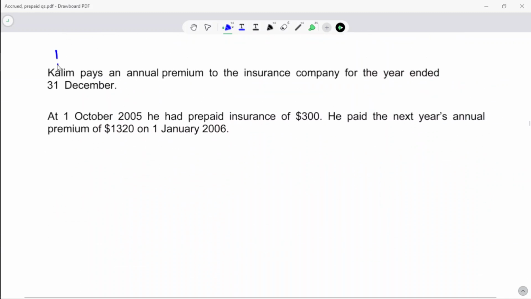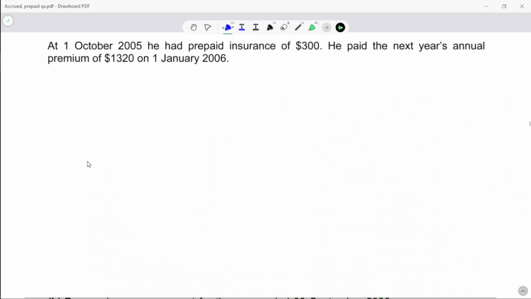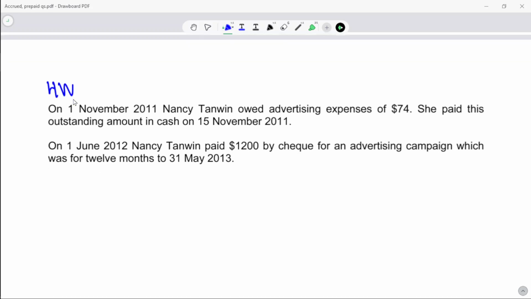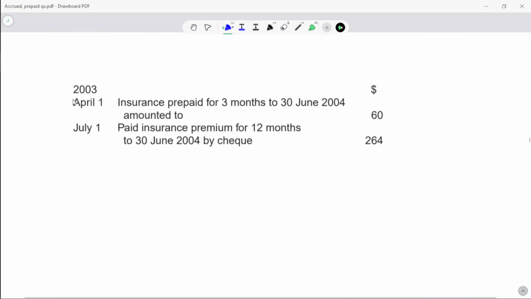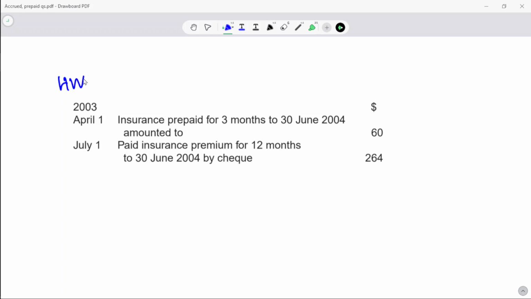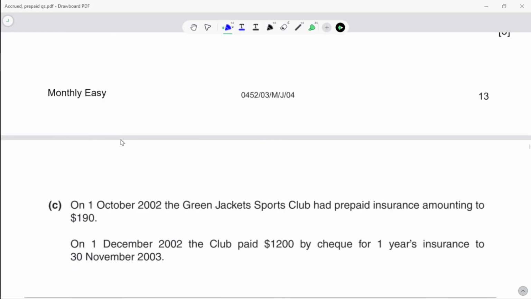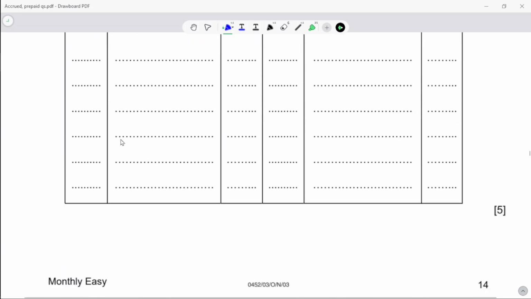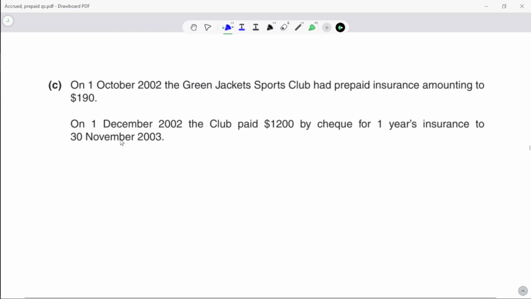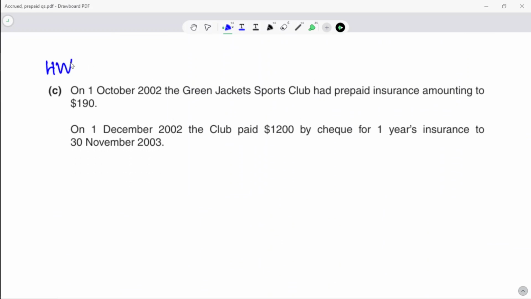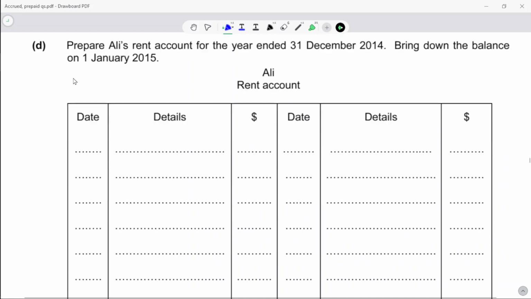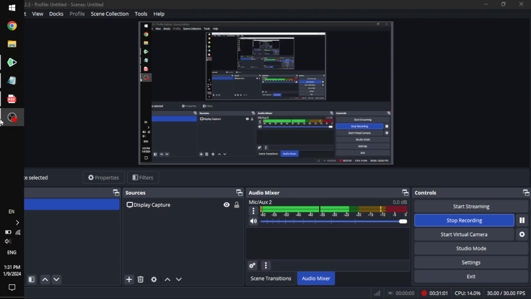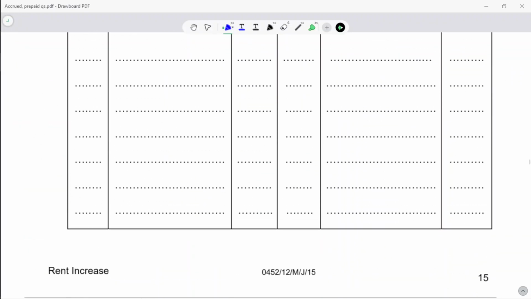This one I want you to do as homework. Also this one homework. Also this one I think homework. Now let's go to page 15.